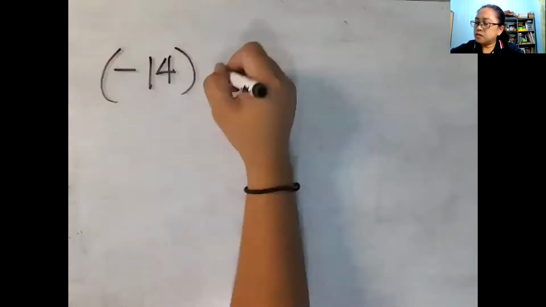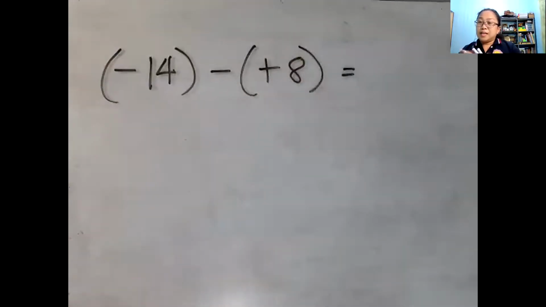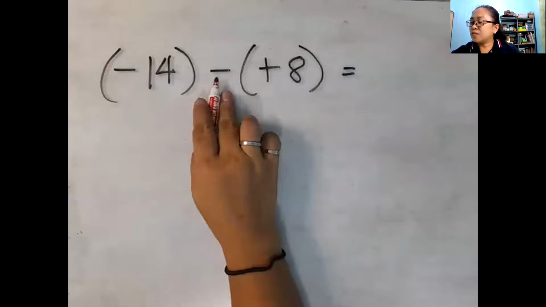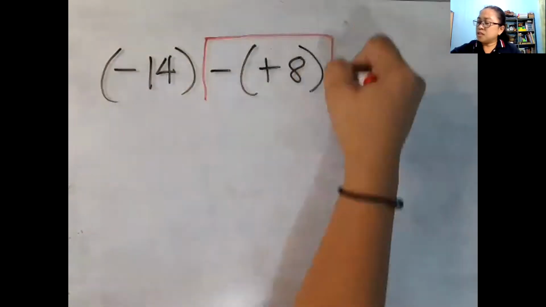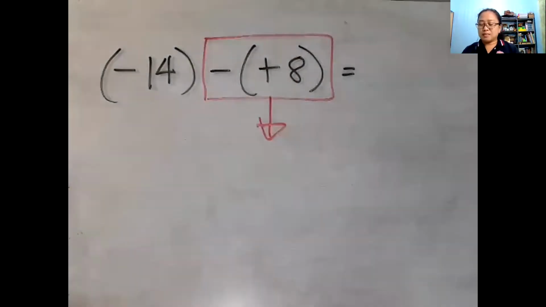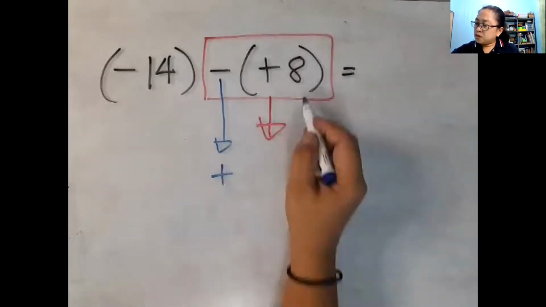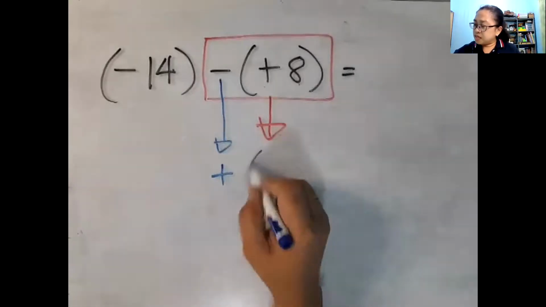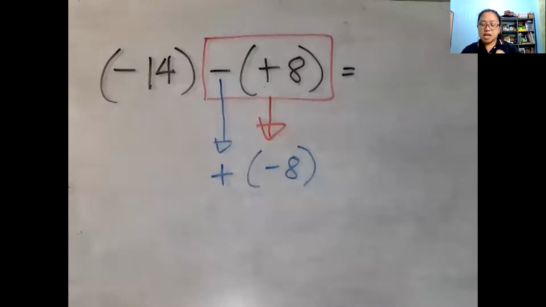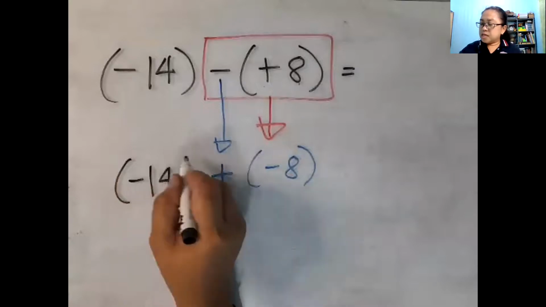Okay? Let's have another one. Suppose we have negative 14 minus positive 8. Okay? So, anong gagawin natin? Hanapin natin yung minus sign at saka yung katabi niya. So, actually, babaguhin natin to. Kasi kanina, inisa-isa natin. Ngayon, gagawin na natin ng sabay-sabay. So, yung minus sign, magiging plus. Tapos, yung ating positive 8, magiging negative 8. So, magiging ganyan na siya. And, yung negative 14, hindi siya subtrahend. Kokopyahin na lang natin. Okay?